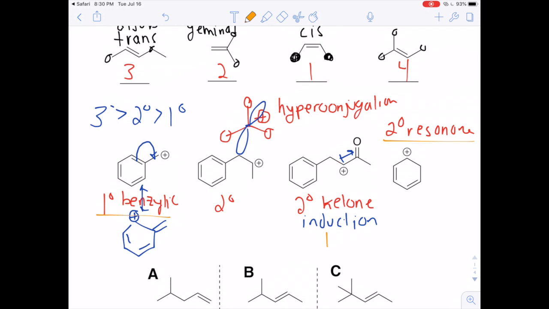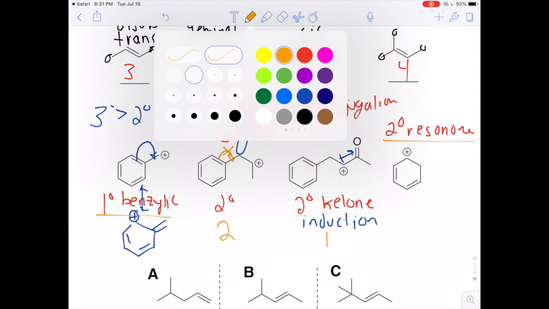And then we just have a plain secondary here that can't participate in resonance because these pi bonds are too far away. So resonance is not possible. So this would definitely be number 2, okay? Because it's just a plain secondary. It's stabilized via hyperconjugation slightly, but it's not as stable as resonance would be, okay? So if we were to consider the other two structures, maybe it would help to draw the alternate resonance structures to kind of rationalize or get a better picture of carbocation stability.